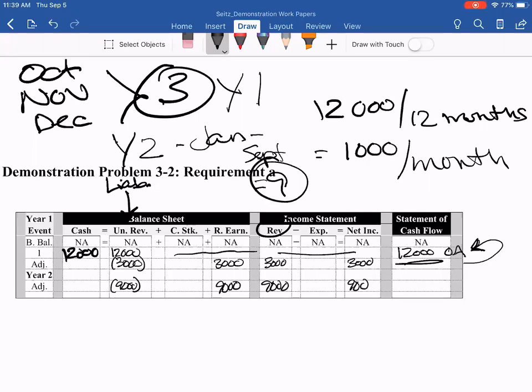And then notice again that there's no cash flow because that cash was again received in year 1. But I do get to earn revenue. This is where the matching principle again comes into play. I'm earning revenue in the period in which it's actually earned and not necessarily when the cash is received.